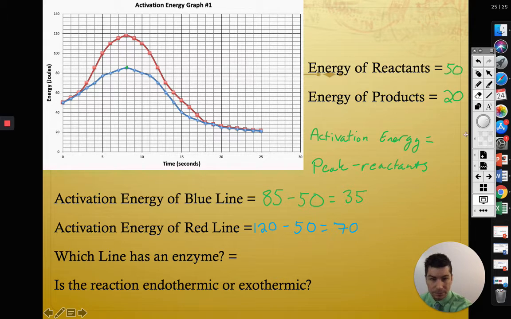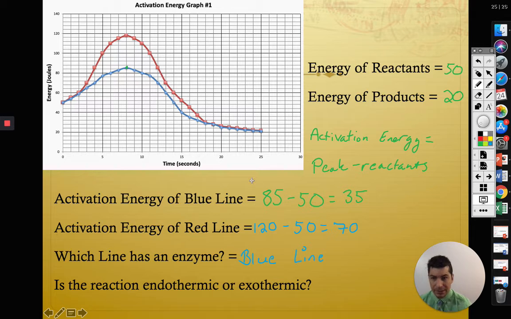All right. Next one, which line has an enzyme? Here's how you tell this, guys. Whichever line has a smaller peak. If you look here, we have the blue line that doesn't go so high and the red line that goes really high. Whichever one is a smaller hill, that one has the enzyme. So for this one, it would be the blue line.